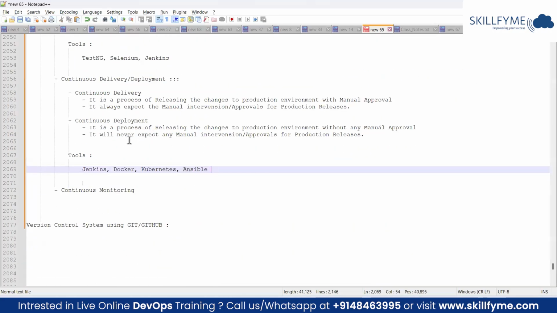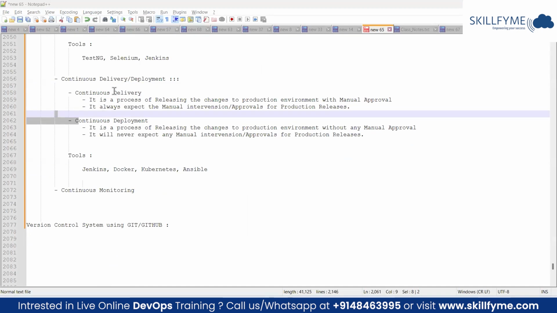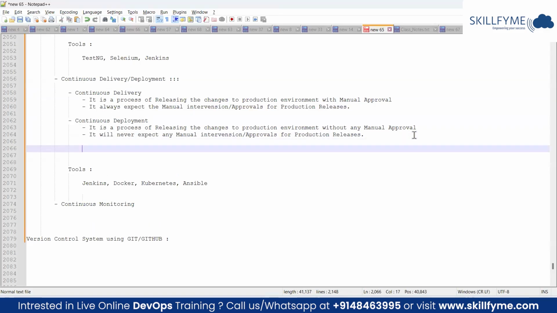There's no problem. So one should clearly understand the difference between continuous delivery and deployment. Continuous delivery and deployment play a very important role, and that is what we are going to implement in a real-time environment. So you should be very clear about these two things. Let's say, for example, I'll give you one scenario for continuous deployment.